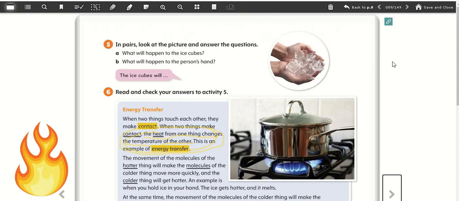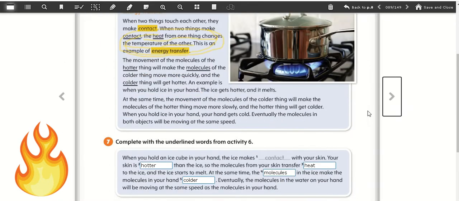If we go here, we're going to find the energy transfer. Remember that's when the heat is going to change the temperature of the other one. And we saw three different types of heat that we have in a PowerPoint presentation that you have and that you have to be studying right now.